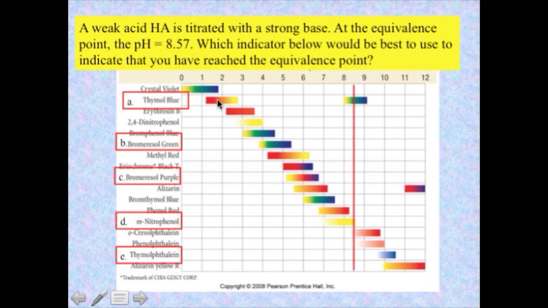If we look at the desired pH, 8.57, there's really only one that has a color change right around 8.57, and that would be the thymol blue, the very first one. So that's the indicator that you'd use.